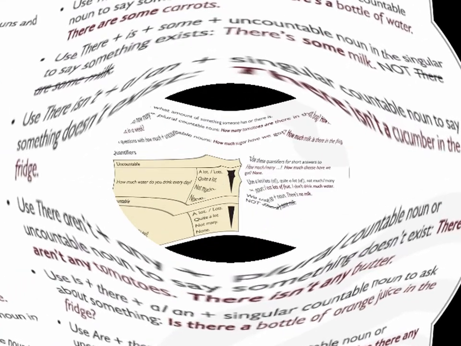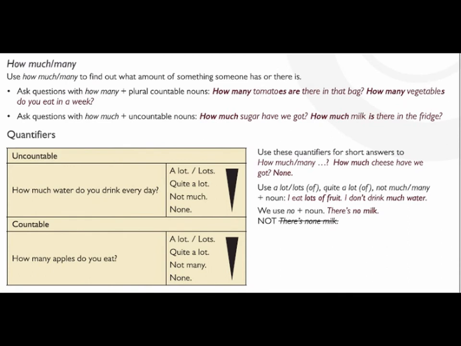So here we have another example of those changes. How much and how many. How much is used for uncountable things like water or sugar, and how many for countable things like apples in this case. Please take a look at this image and how the structure is in those questions.